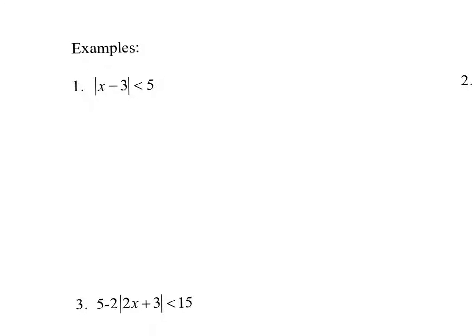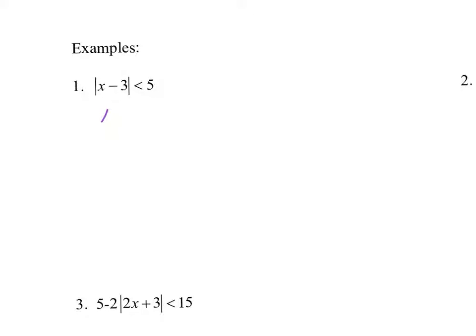So let's take a look at my first example here. I have the absolute value of x minus 3 is less than 5. So just like with an absolute value equation, you want to make sure the absolute value is by itself. So in this case, the absolute value is by itself. So then I'm going to say, okay, what is it telling me? It says the absolute value is less than 5. So less than is an AND statement.